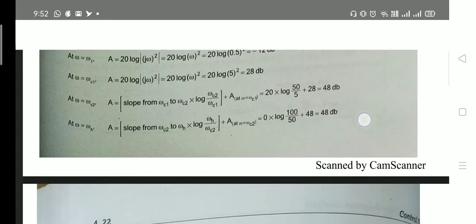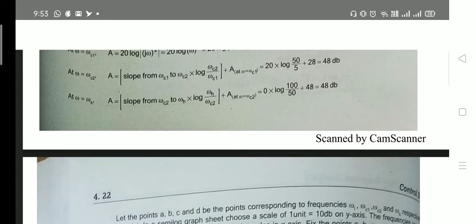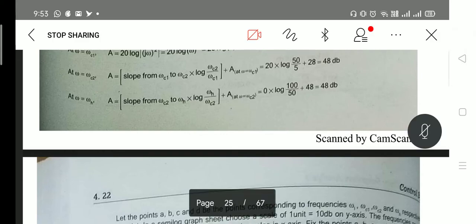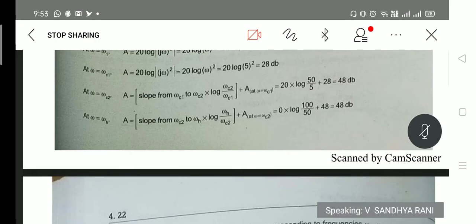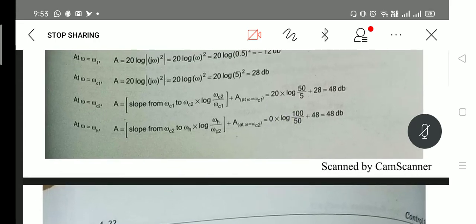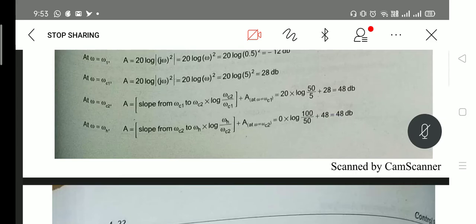So substitute 0 here. 0 into log of higher frequency, that is 100 by 50. Omega C2 value is 50. So 100 by 50 plus previous magnitude is 48. So 48 I am substituting here, then we will get 48 dB. This value all will be 0, so only 48 will be there. These are the magnitude values.